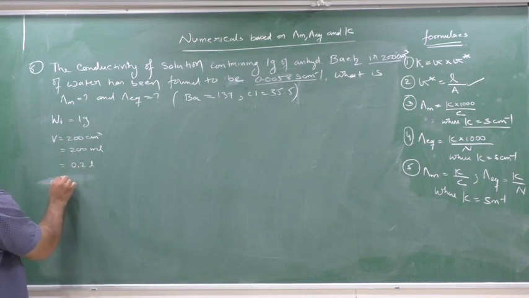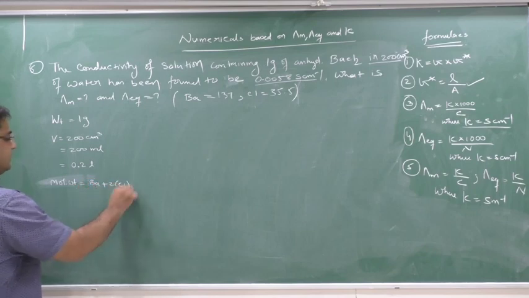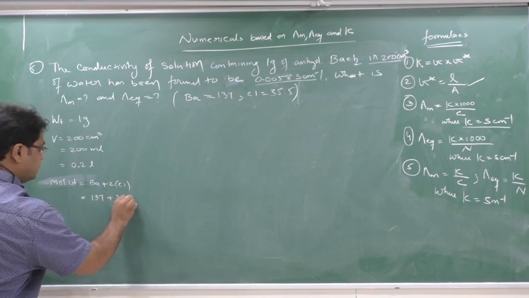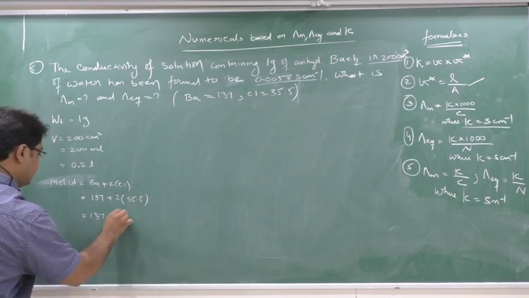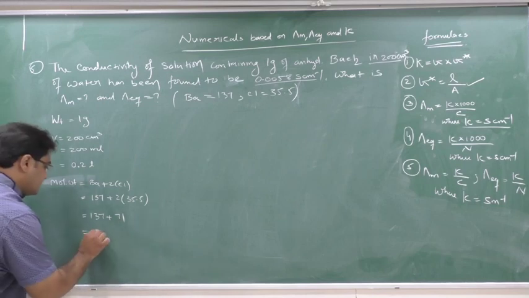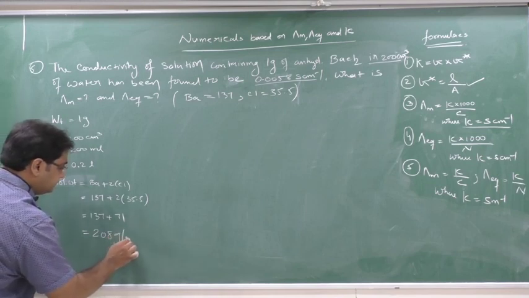So the molecular weight we calculate is Ba plus 2 into Cl. Ba is 137 plus 2 into 35.5. That is 137 plus 71. So you get the answer as 208 gram per mole.